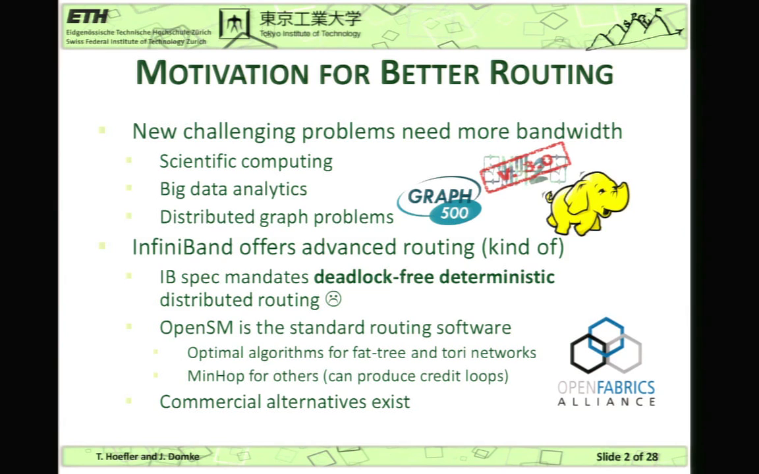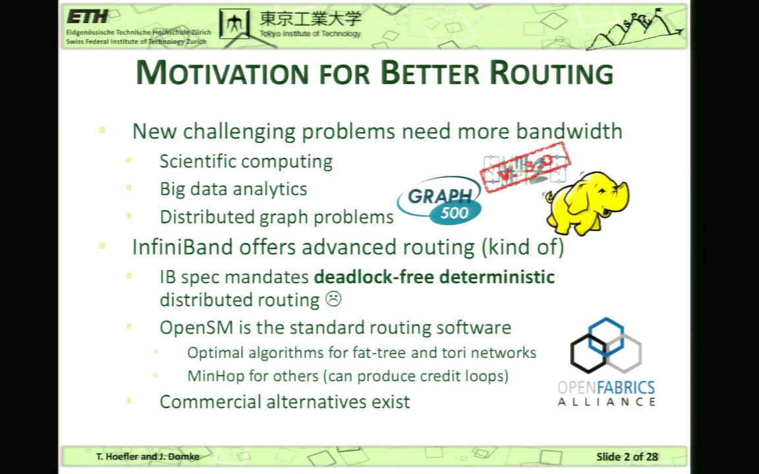OpenSM, the Open Subnet Manager, is the standard tool that provides routing for InfiniBand. If you ever set up an InfiniBand network, at some point you start this OpenSM, or it is hidden in a switch or something similar, some kind of subnet manager, right? I'm going to talk about OpenSM most of the time here. OpenSM offers two optimal algorithms for two topologies. It can optimally route perfect fat tree networks and perfect torus networks. Those are the two networks that are perfectly supported. If you have one of those, then it's all fine.